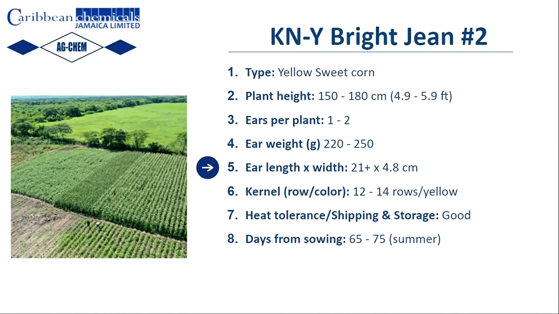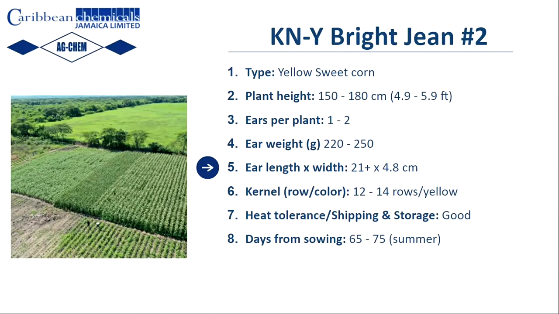And as you can see in that picture, this was actually a live photograph taken of the variety grown beside another variety. And see that distinct green color? So it has a very robust foliage that is very heat tolerant, right? And the grain filling, very excellent, about 12 to 14 rows, right? So very excellent grain filling, right? And this variety matures within about 65 to 75 days. So it's a quick maturing variety that you can time your production period to get the desired yield.